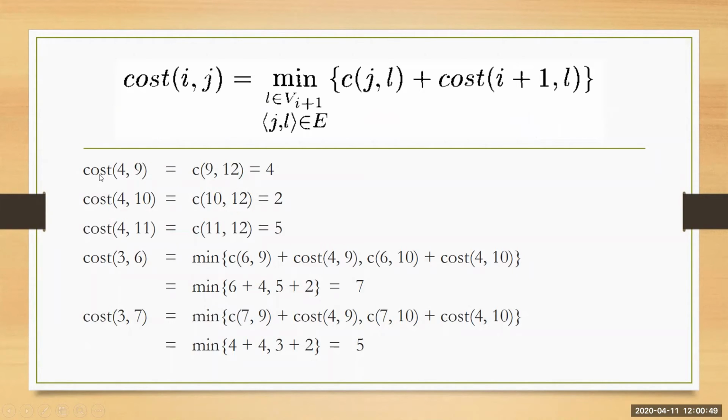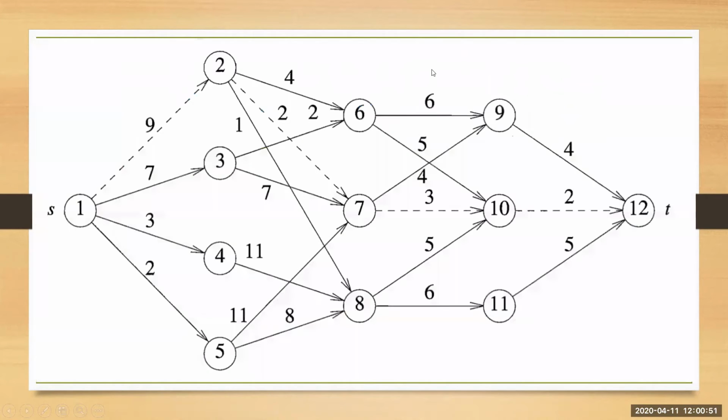Now look at, so we should start from the previous. We should start from the reverse direction. Okay, we should start from the last stage. So in the last stage, we cannot calculate the cost of 12 because it's a destination. So cost of 12 is not calculated. So leave it as it is.